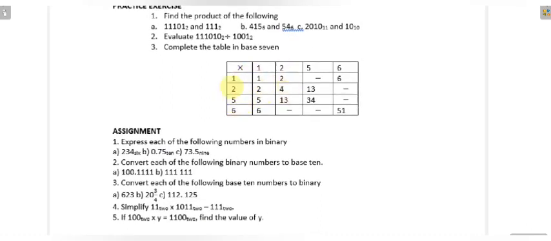So what you have here are practice exercises. These are for you to practice all of this. Okay, so that'll be all for this.